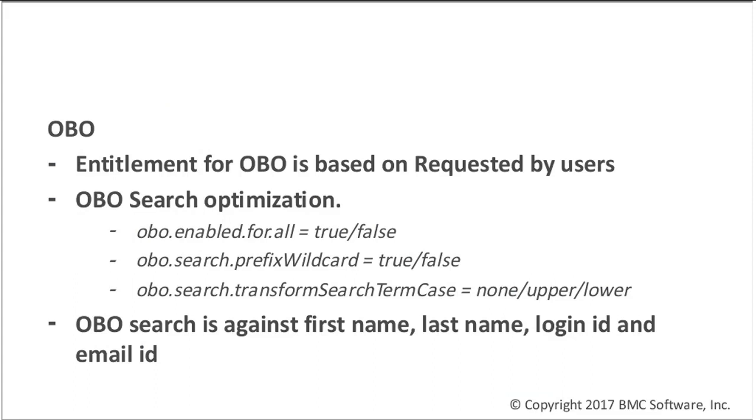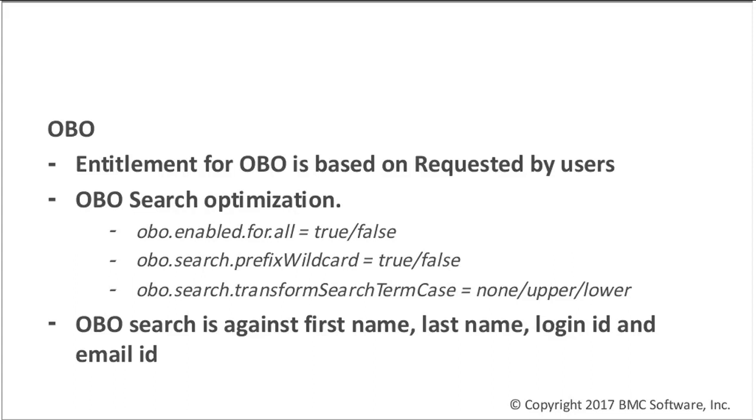Whereas in SRM, SRM has the impersonation capability where I can impersonate as my colleague, provided I have permission, and then I will be able to see all the services based on my colleague's entitlement. So that's the key difference.